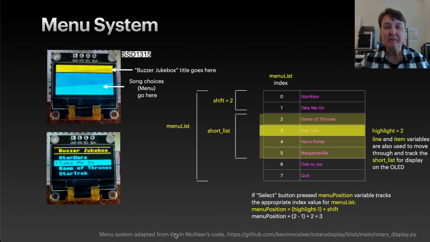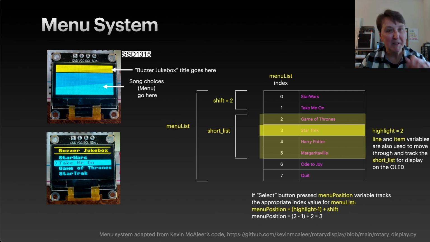Luckily, I found that Kevin McClear, one of my favorite YouTubers, had already done a project where he created a menu system for a rotary encoder. And I was able to use his code to get the right idea of how to do this. So I did adapt his code a little bit because I wanted to use 3 buttons rather than a rotary encoder. It will take a little bit of time to explain this, and it may be that if you're going to work through this and use it, you may have to just spend some time really working through the code.